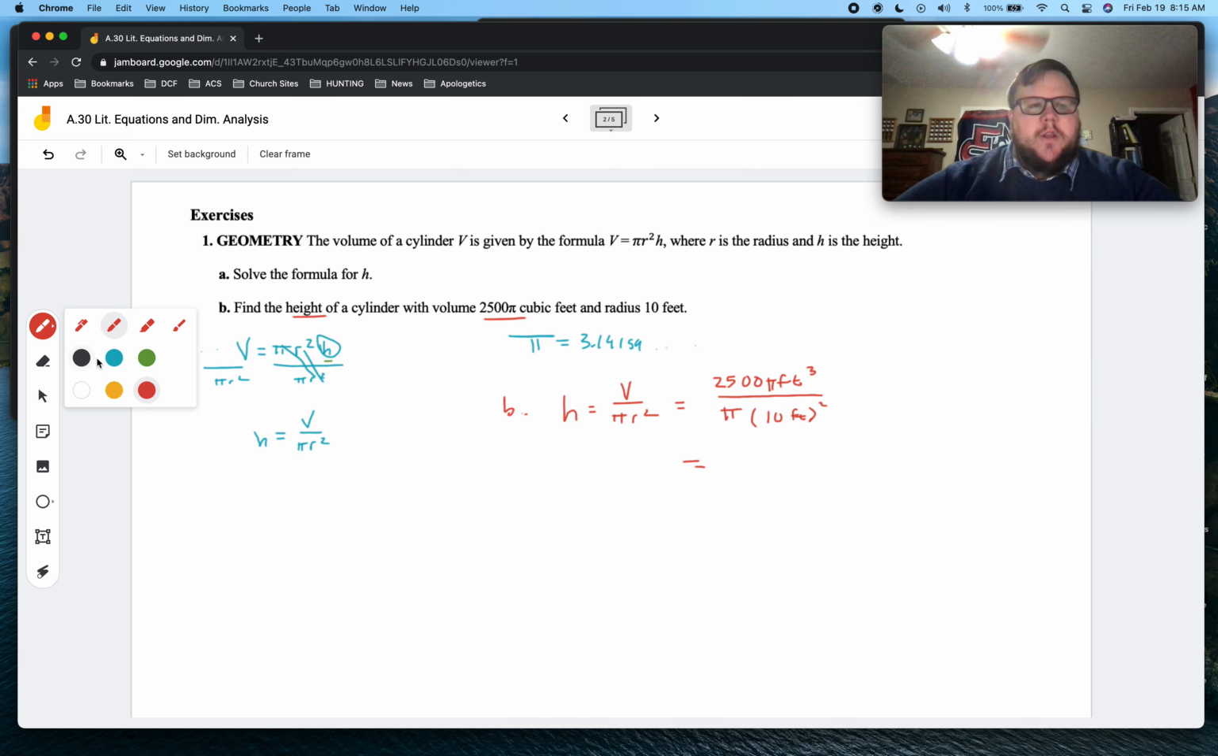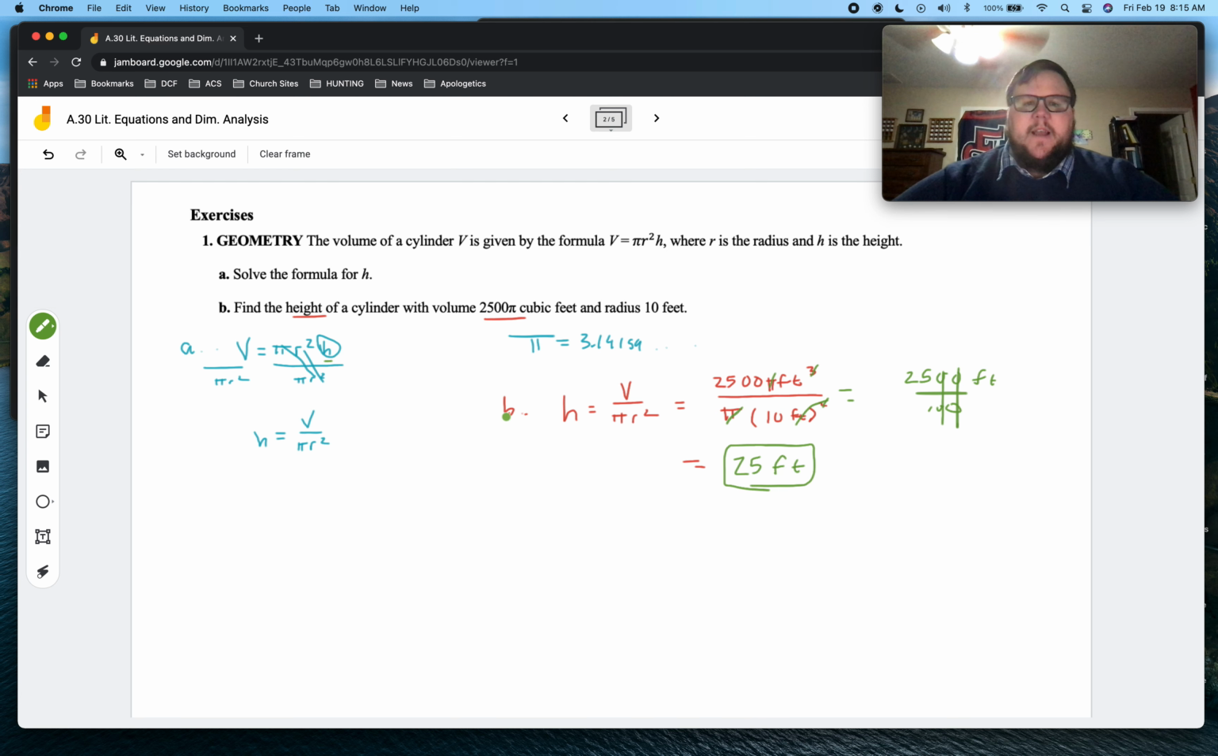So the first thing I want you to notice is I have a pi on top and a pi on bottom. So I'm going to cancel those out. I have feet cubed on top. I have feet squared on bottom. So I'm going to cancel out all the feet on the bottom. So I'm left off with, well, I have to square the 10 first. So I'm left off with 2,500 feet over 10 squared is 100. So cancel out those zeros, and I get h equals 25 feet. And that's our answer to B.